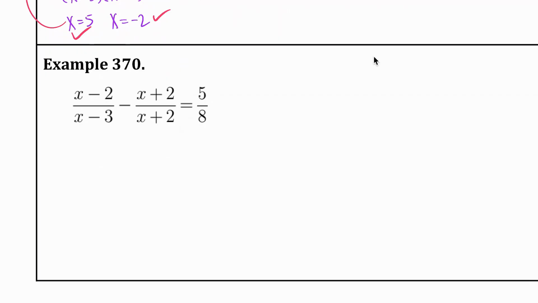So the first thing we have to do is find our least common denominator. Okay, so let's look at the denominators we have. We have x minus 3, we have x plus 2, and we have 8. So they have nothing in common. So our least common denominator is going to have to include all those. It's going to have to include the 8. I'm going to put that in the front just because you usually see your numbers in front. It's going to have to include the x minus 3, and it's going to have to include the x plus 2.